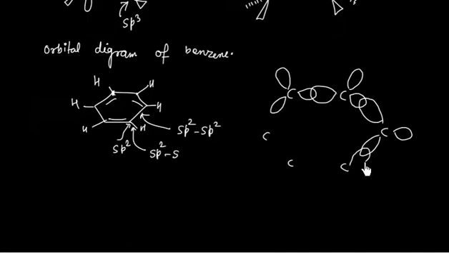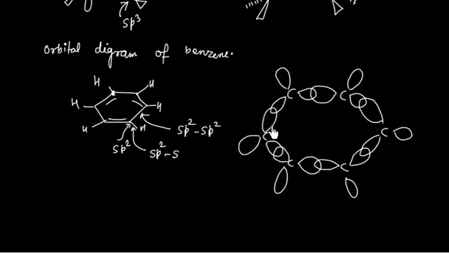Now this carbon also will have 3 sp2 lobes, 1, 2, 3. This will again have 3 sp2 lobes, another sp2, another sp2. So all this overlap is sp2 overlap. Now hydrogen can overlap here. So this is hydrogen, and this is sp2-s overlap. So we have 6 hydrogens. The shaded region shows overlap.